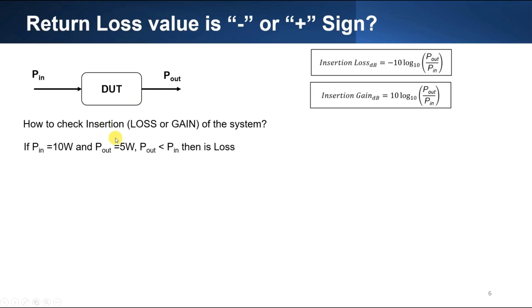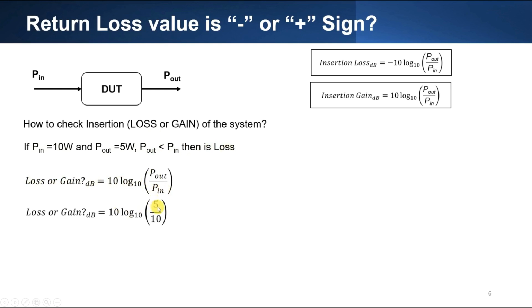So let's say the same system, but the power in is 10 watt and the power out is 5 watt. Power out is less than power in, then it is loss. So when we have a system and want to calculate loss or gain, it is equal to 10 log power out divided by power in. Then we just calculate it. We put in the power out as 5 watt and the power in as 10 watt. Then we will get negative 3 dB. From here, we know it is a loss because it is negative.